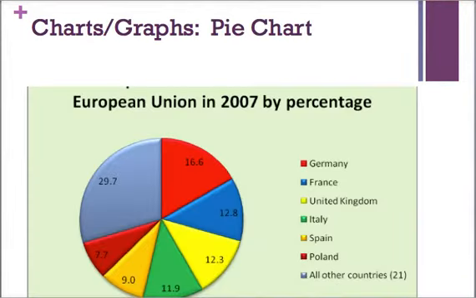Okay, let's go on to charts and graphs. Here is a pie chart, and you studied different charts and graphs. This is just a review. A pie chart looks a lot like a pie, a circle divided into pieces. This one is the European Union in 2007 by percentage. It tells you which percentages of countries are in the European Union, and it gives you the key to Germany, France, United Kingdom, Italy, Spain, Poland, and all other countries. So that's a pie chart for you to recognize.